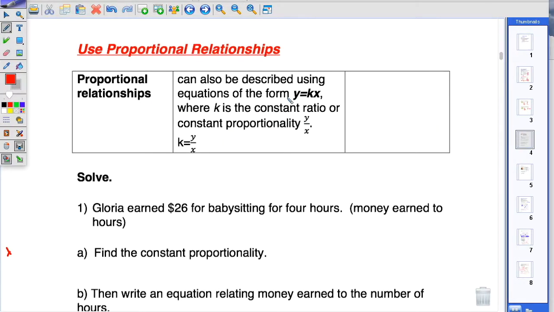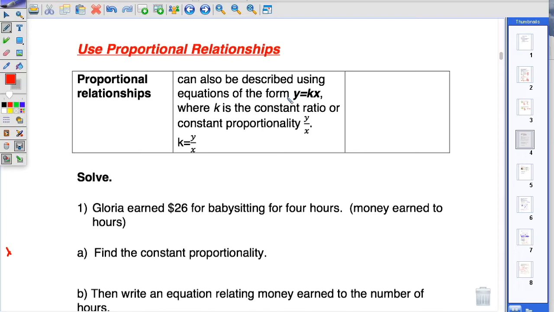The next section is use proportional relationships. So we have our vocabulary word, and you're going to fill in your definition. We have a proportional relationship, and the definition is can also be described using the equations of the form y is equal to kx, where your k is your constant ratio, your constant of proportionality, y over x. So our k is equal to y over x. That's your constant of proportionality.